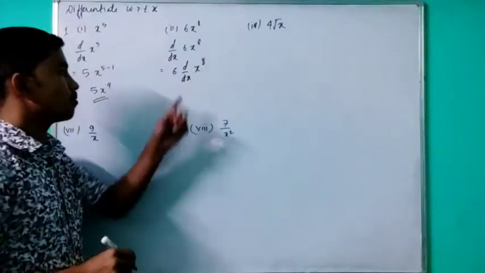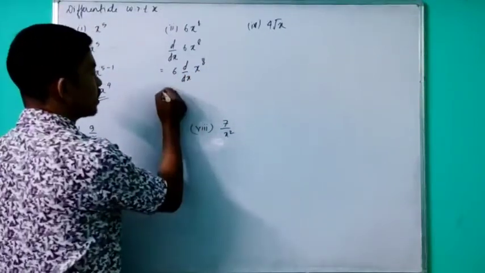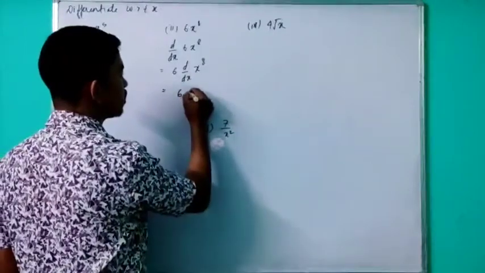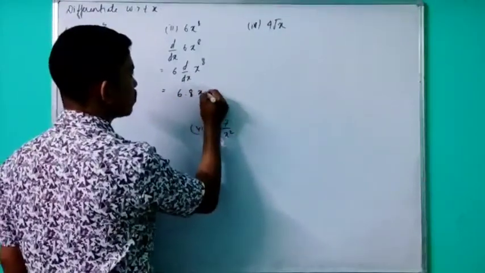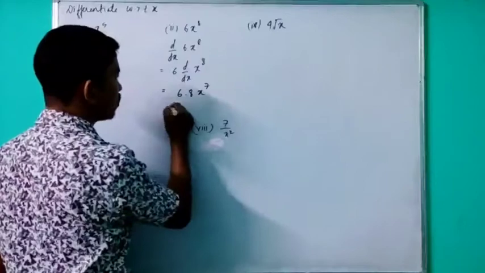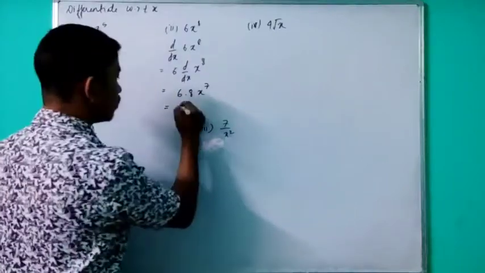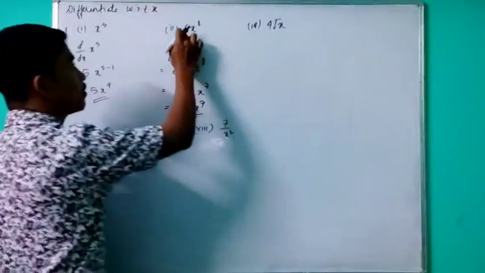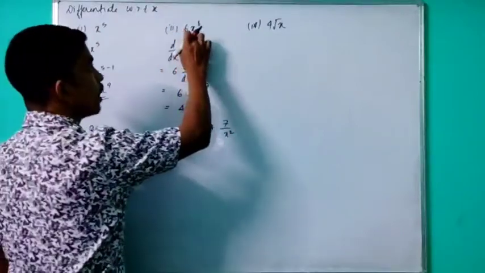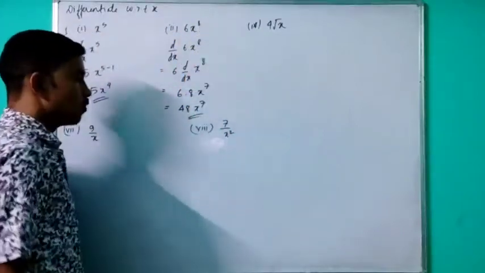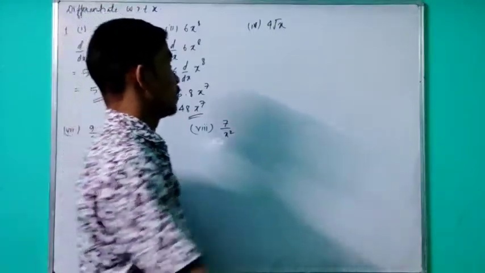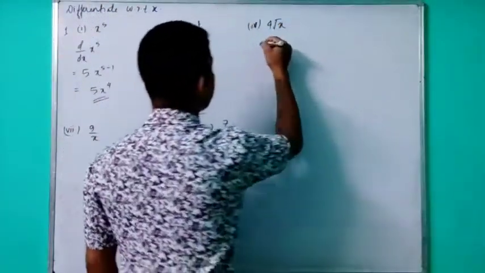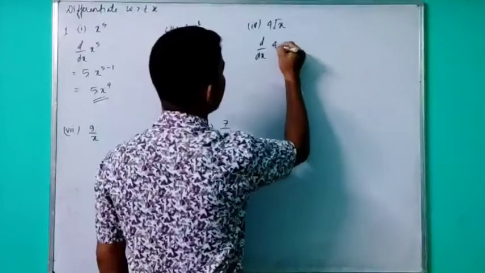Now again applying the formula for x to the power n, I can write this as 6, and here n is 8, so 6 into 8, x to the power 8 minus 1, which is 7. So this will be equals to 6 into 8 is 48 x to the power 7. Therefore the derivative of 6 into x to the power 8 is equals to 48 x to the power 7.